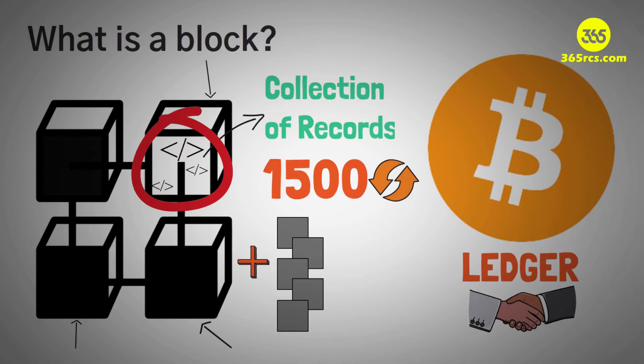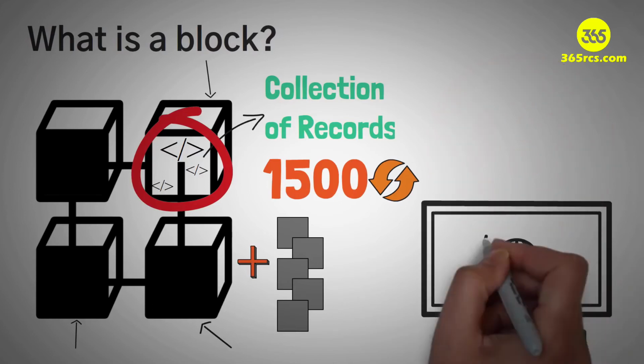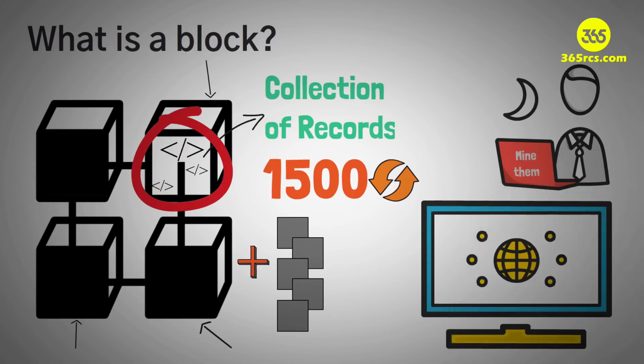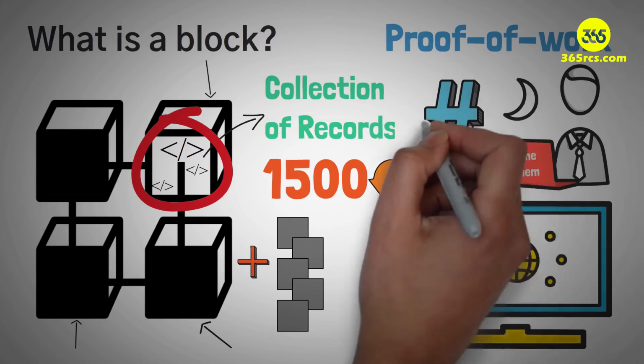Well, what do we do when these blocks are full? We add them to the network. Now you might be asking, how do we do that? Well, we do something called mining them. And since Bitcoin is a proof of work model, we have to prove that we mined them. This brings us to something called a hash.